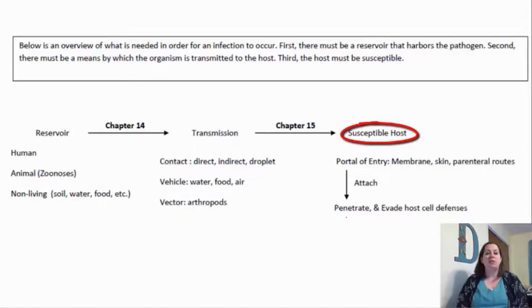So we have something like the reservoir. The reservoir could come from another human. It could come from an animal. It could come from something non-living like the soil, water, or food. If it gains access into you, it gets transmitted to you.